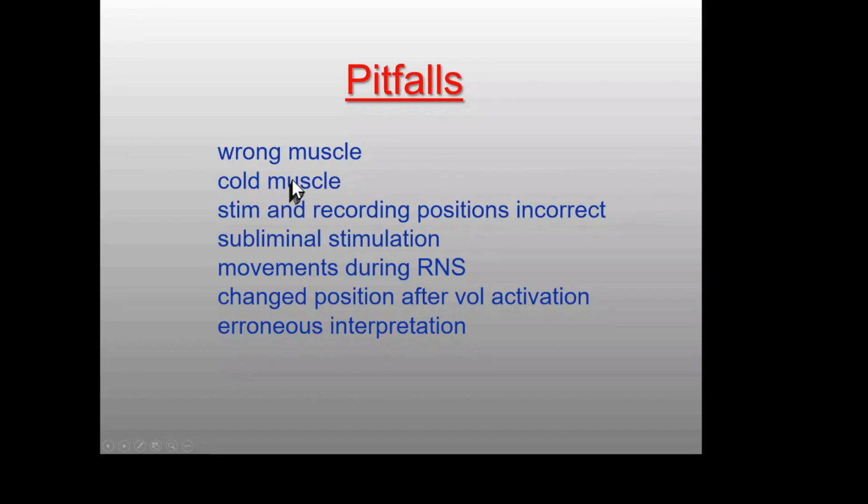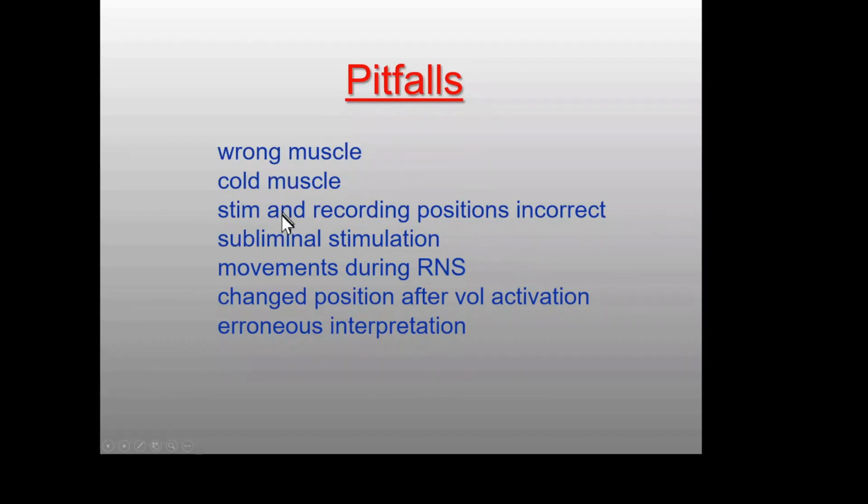Why don't we see a decrement in this patient that obviously has myasthenia? Well, maybe the muscle was cold, and that is particularly true for the hand muscles. Proximal muscles, there it's easier to avoid cooling because these muscles are normally warm.